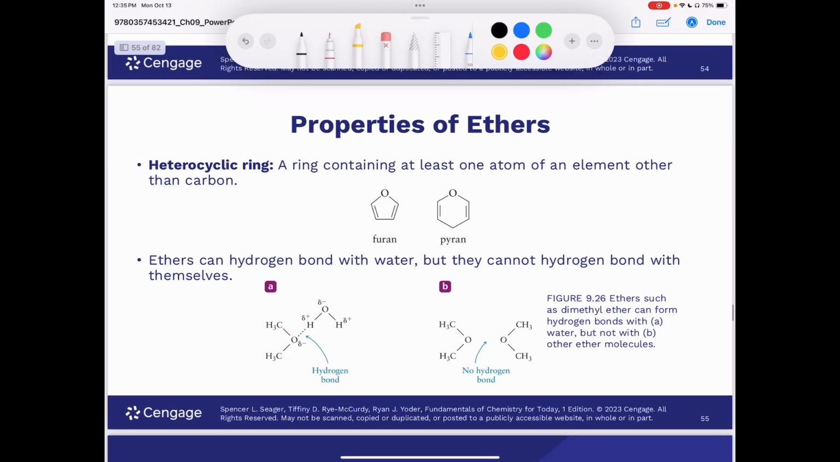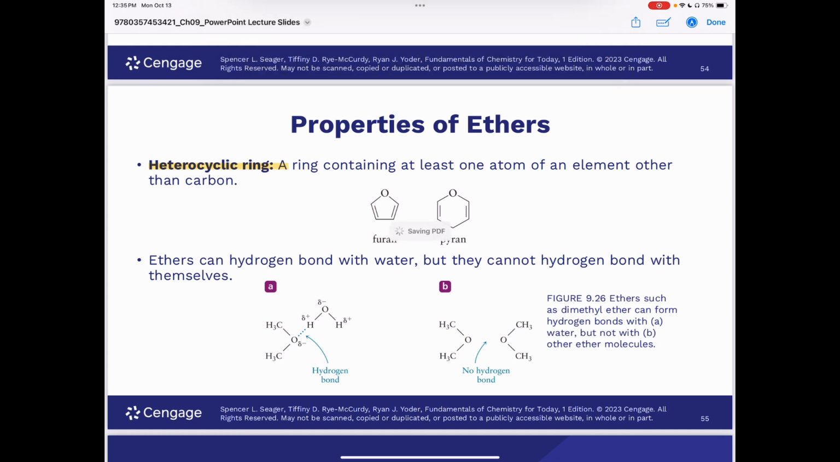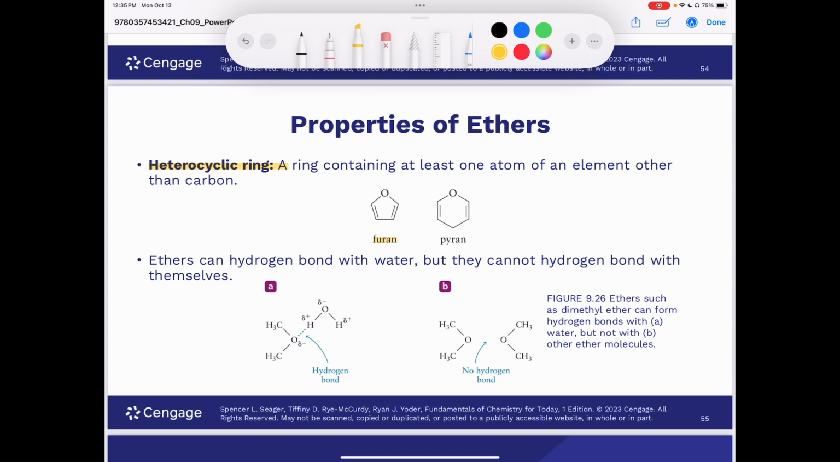Now, properties of ethers. First of all, it mentions a heterocyclic ring, which is a ring containing at least one atom of an element other than carbon. You see a couple of examples here of heterocycles: furan and pyran. Keep in mind that all the other atoms in the ring are carbons, and they, of course, have hydrogens attached to them. A ring that contains at least one atom that's not a carbon is considered a heterocyclic ring. I can name a bunch of others, but there's one that looks like this with a nitrogen stuck in it. This is called piperidine.